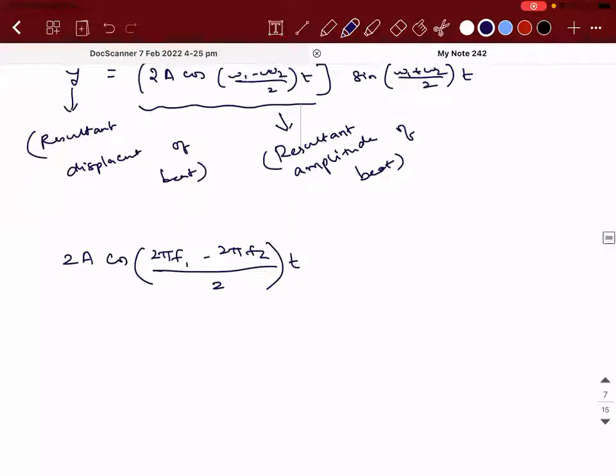Sir, why are we writing it? How are we writing it? Omega is 2 pi f. Yeah, okay, okay.